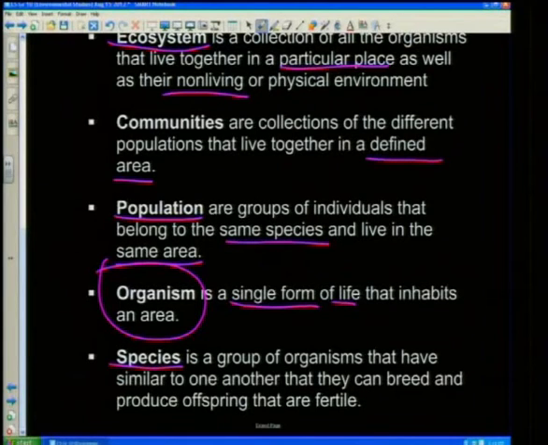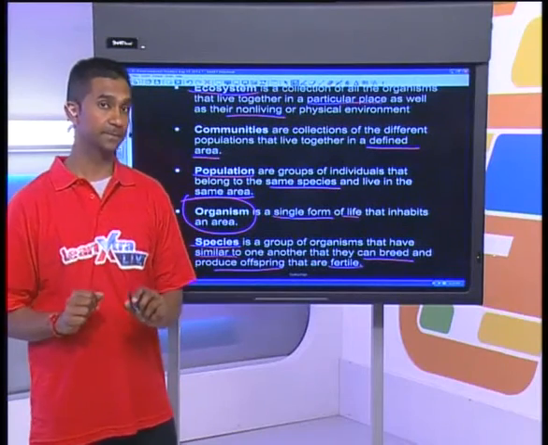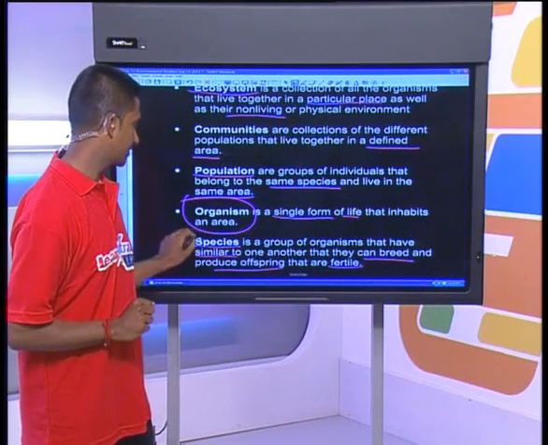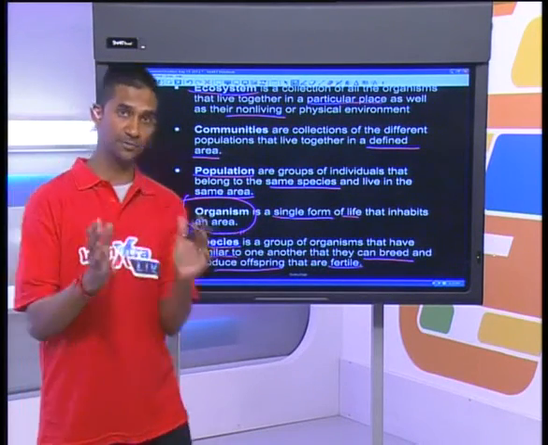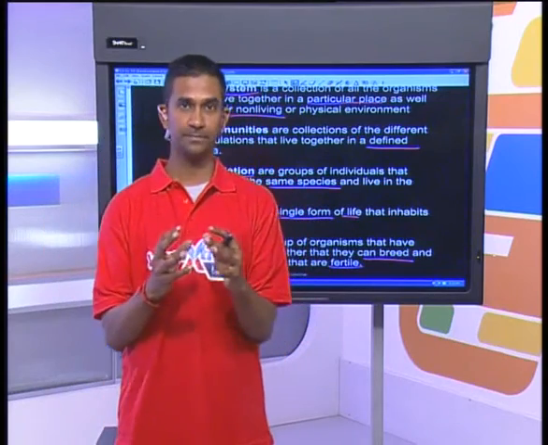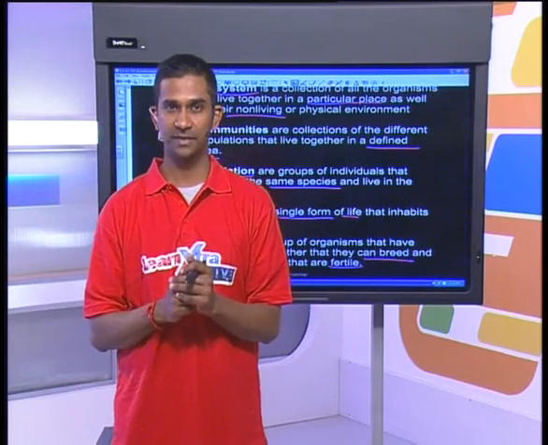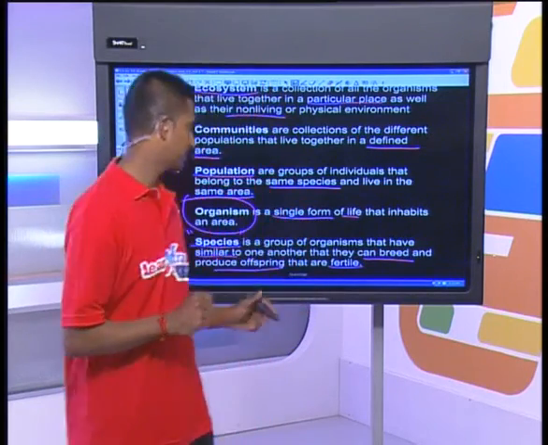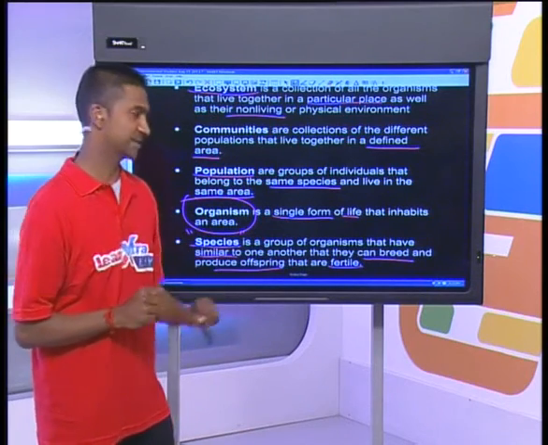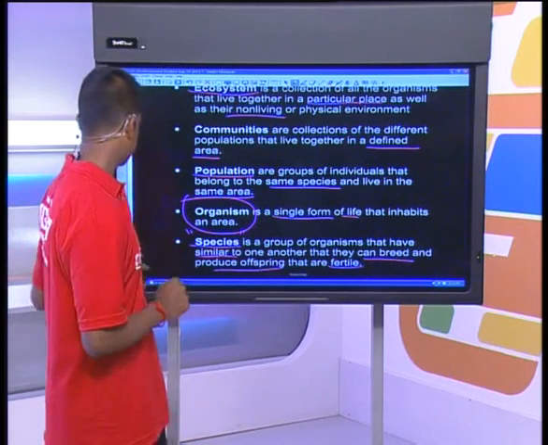Species refers to a group of organisms that have similar characteristics to one another. They can interbreed and, most importantly, produce offspring that are fertile. Let me repeat that again. Okay, so when we refer to the term species, we refer to a group of organisms that can interbreed and produce offspring that are fertile. And they all have similar characteristics. Okay.